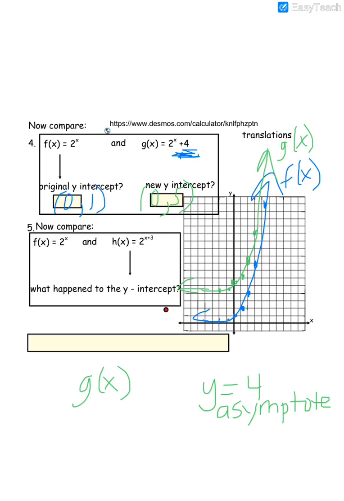All right, let's try h of x now. H of x is now, I'm changing the exponent. So I'm going to clear everything out that's here, and I'm going to plug in 2 caret, and then a little x plus 3.